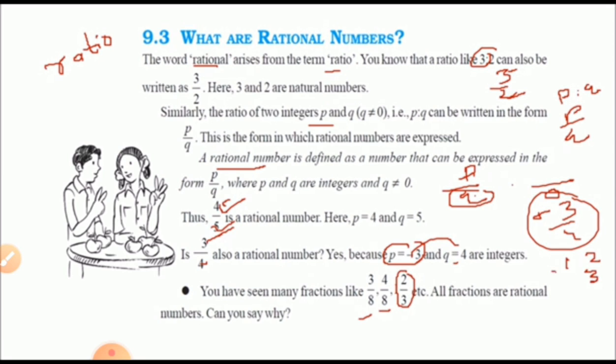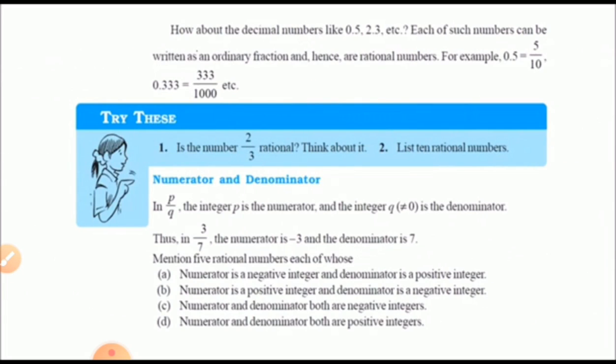So don't forget it. Oh, very nice. 1 and 2/3 is a rational number. Is it a rational number? Yes. 1 2/3 means 5/3. Good. Or decimal numbers also we discussed previously.